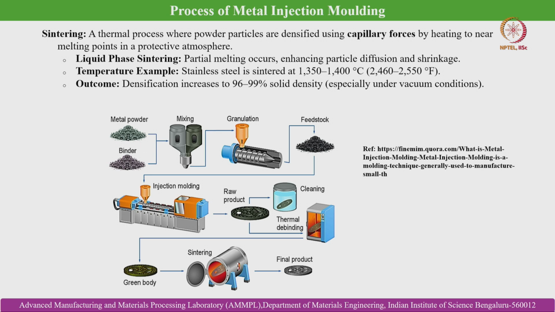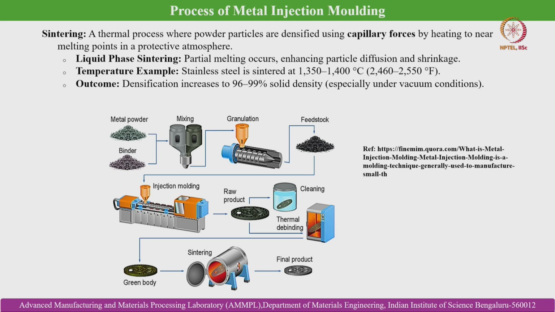Another thing is that because of the chances of oxidation, the chances of warpage are also higher in case of metal injection molding, which can lead to a higher tendency for defect generation. Hence, the process has to be carefully controlled, and the gating geometry has to be carefully designed in case of metal injection molding. It is also possible to do liquid phase sintering in this case, like in case of ceramic injection molding.